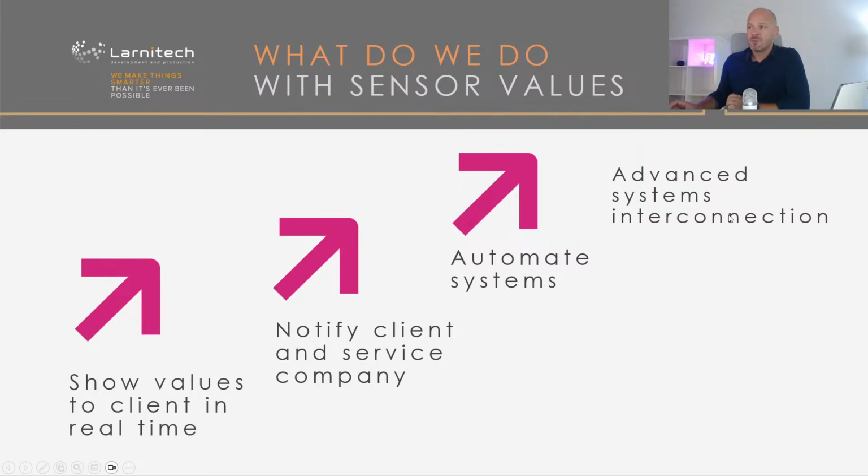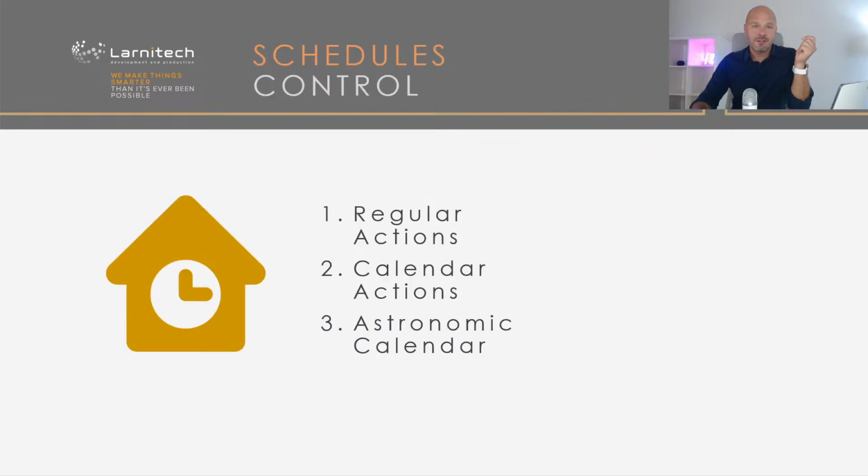And then the most advanced option is advanced systems interconnection, when you want different kinds of sensors to work in one mode when, for example, the client is home, and in a different mode when the client is not home. So for example, when the client is home, motion sensors and open-close sensors work for lighting and for climate maybe, and for music. But when the client is not home, they become security sensors, and they do absolutely different things. Okay, so we can do different things with sensor values.